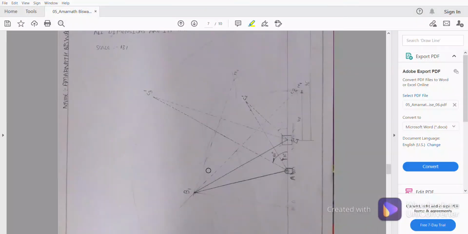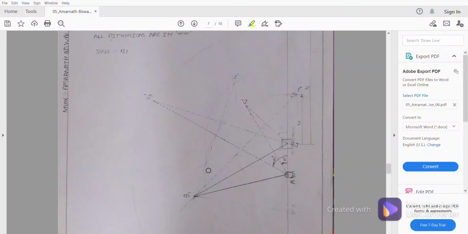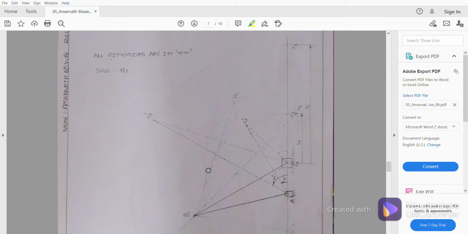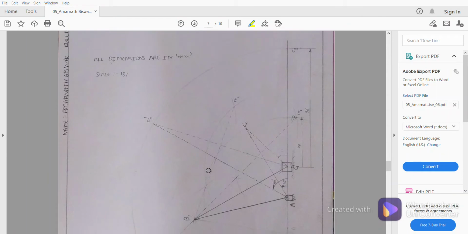Welcome friends. Today I am going to explain another problem which will be based on the same principle, function generation by the inversion method, but here we will try it with a slider crank mechanism.